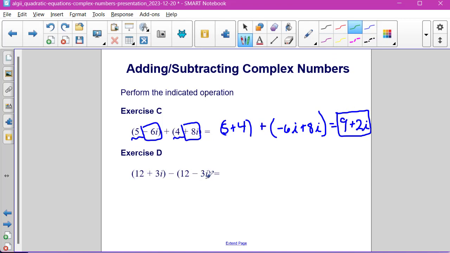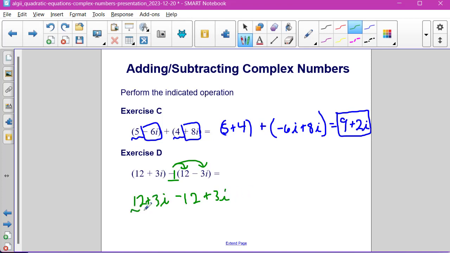Now let's look at the next problem. This time we have subtraction in exercise D. We have 12 plus 3i minus the quantity 12 minus 3i. Some of you may think that the 3i's go away and 12 minus 12 is 0. Well, let's actually remember that we need to take this -1 and distribute it through. So we still have 12 plus 3i in the first set of parentheses, but then we have minus 12, and then -1 times -3i is positive 3i.